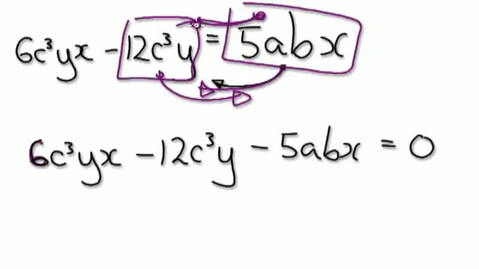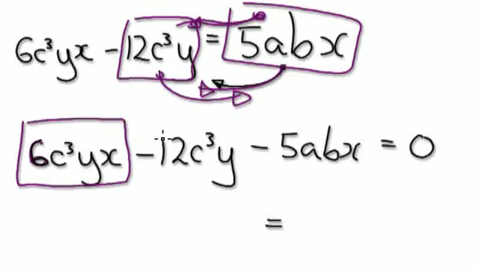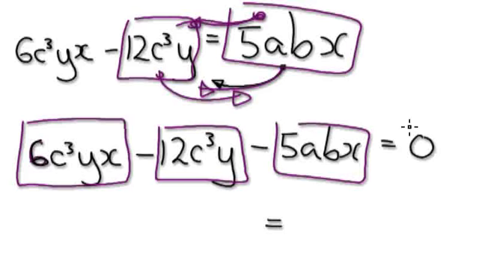We can move this across first. Now visualize it as this: this take away this, take away this equals nothing. This here contains x, this here contains x, and this is classed as rubbish. So move it to the other side.